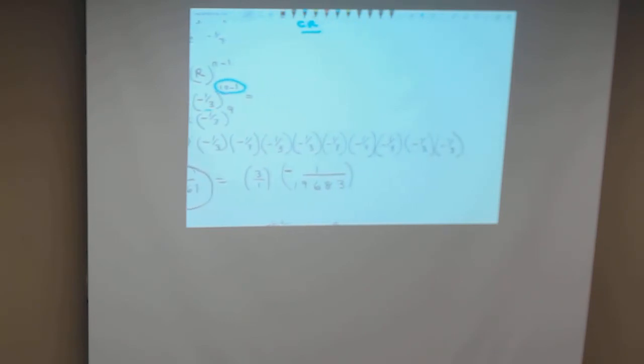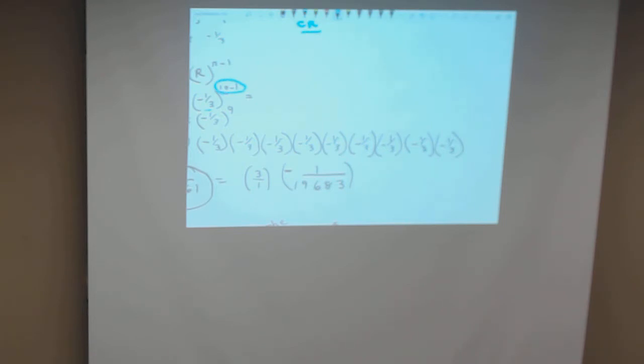Well, it's going to be what? 3 times 3 times 3 times 3 times 3 times 3 times 3 times 3. What does that come out to be? 3 times 3 times 3 times 3 times 3 times 3 times 3 times 3 equals 19,683.